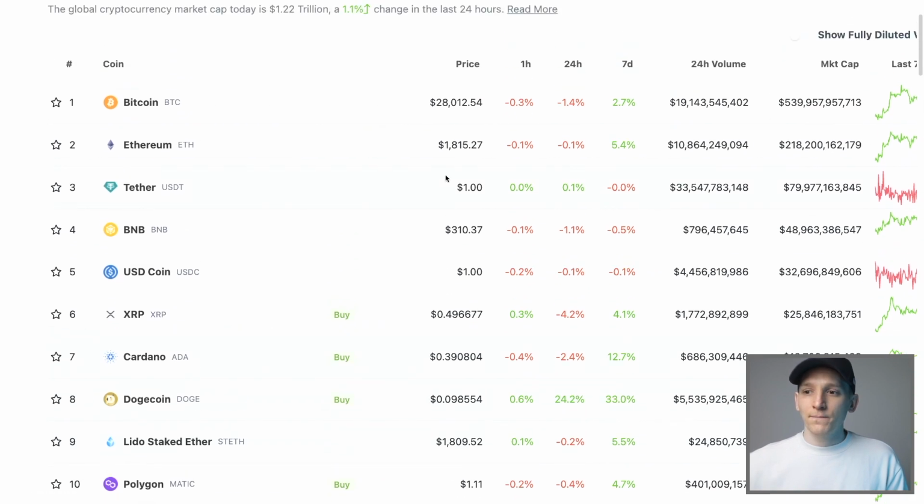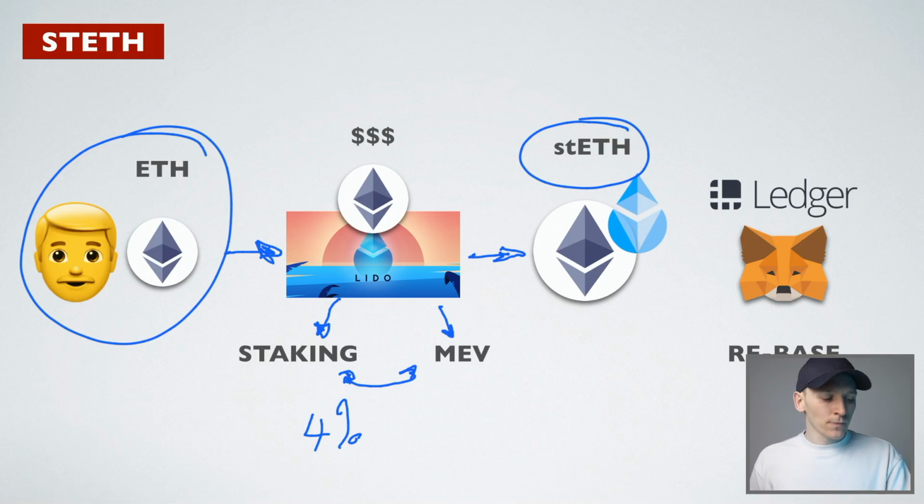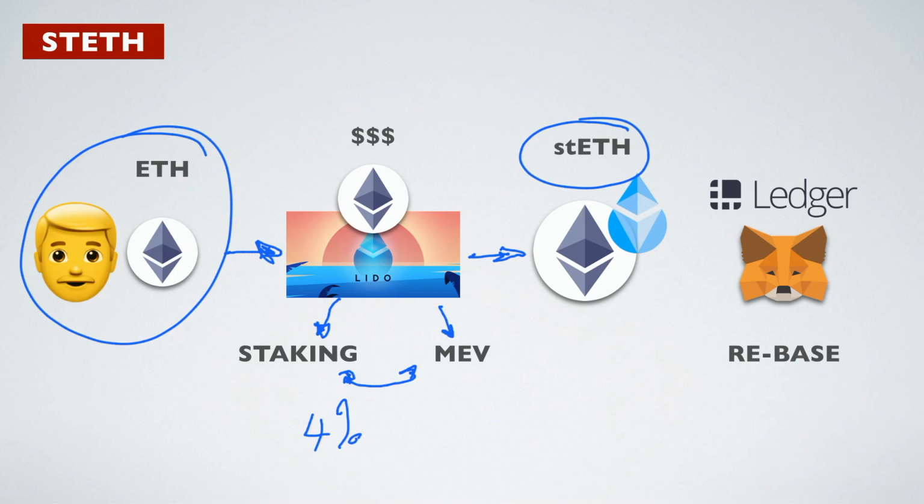Now, as you can see, it trades almost 1-for-1 with ETH. ETH right now is 18.15 and staked ETH is 18.09. So it's basically 1-for-1. So how does it actually accrue value? It does something called rebasing. You can see that here.